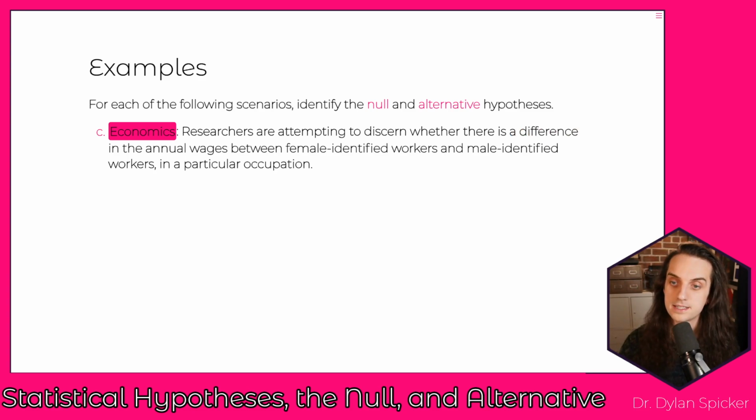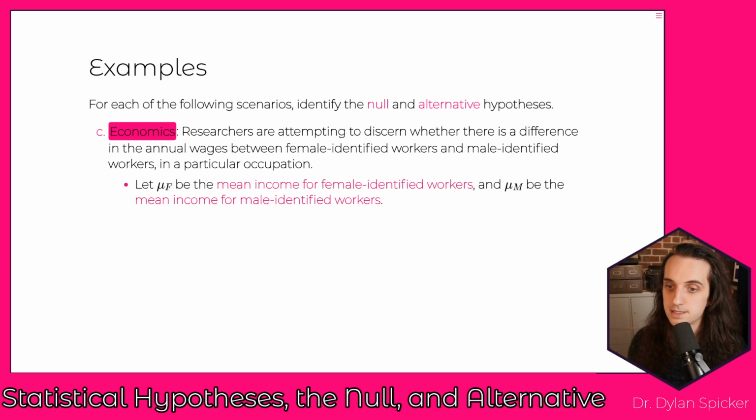And so in this case, the alternative is going to be there is a difference, right? So the mean of male workers and the mean of female-identified workers are different. The null is then that they're going to be the same, right? So mu f is the mean for female-identified workers, mu m is the mean for male-identified workers. Null hypothesis, mu f equals mu m, versus the alternative that they're not equal to one another.